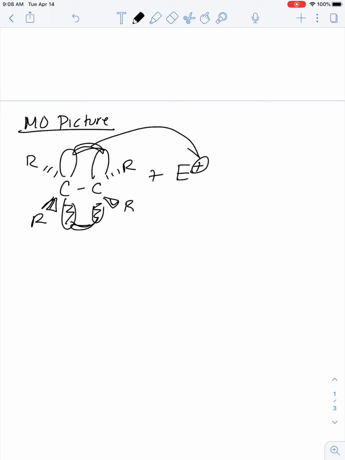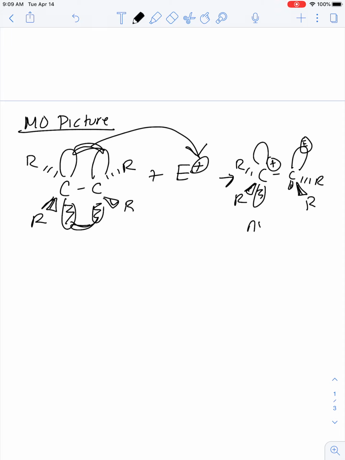And what happens is, again, we're going to have an attack to form that carbocation in the first step. So that's going to give us this empty p orbital, which will be a carbocation. We have our electrophile attached. And then again, our nucleophile will attack this carbocation species. So remember, the nucleophile is what's going to donate that electron pair.